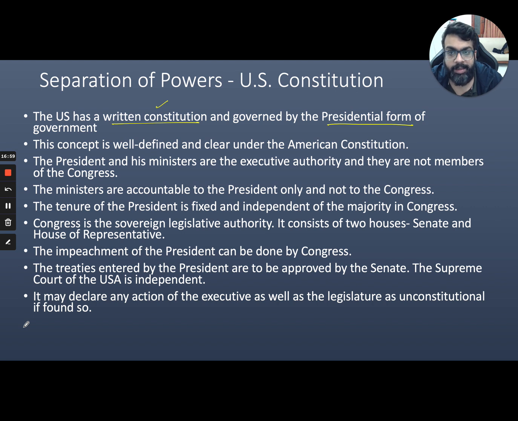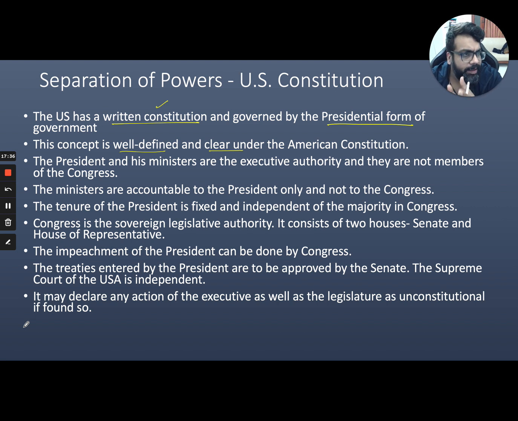Now, this concept of separation of powers is very clearly defined under the American Constitution. In fact, if I recall correctly, I think the first few articles of the American Constitution, I think Articles 1, 2, 3 or something like that, very clearly define that the executive power rests in X, the legislative power rests in Y, and so on and so forth. And interestingly, countries which usually are presidential forms of government would see a wider and a stronger separation of powers.